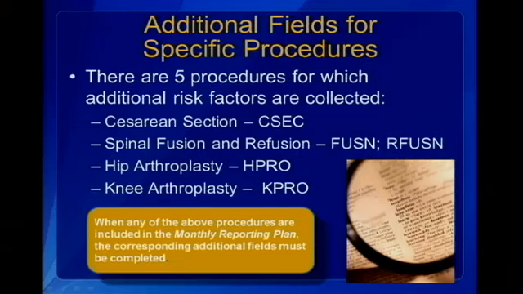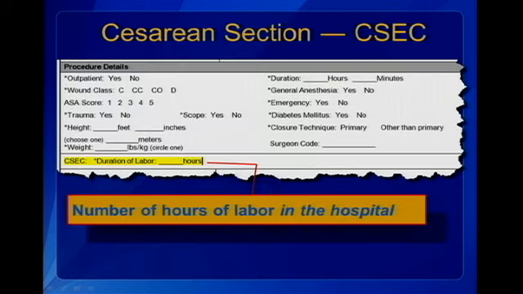Okay, so let's go ahead and get started. There are a few procedures that have some additional fields that you have to put some denominator data into. There's 5 procedures that, if you're following these in your reporting plan, have extra fields. That's C-sections, which has been true for quite a while, fusions, refusions, H-pros and K-pros. All of these have a little bit additional.